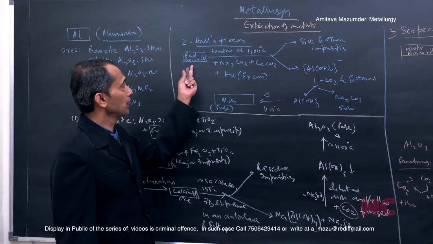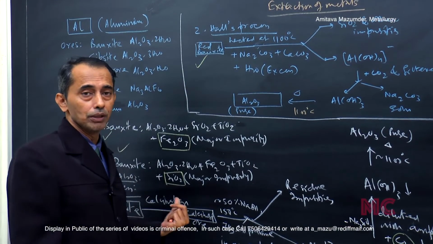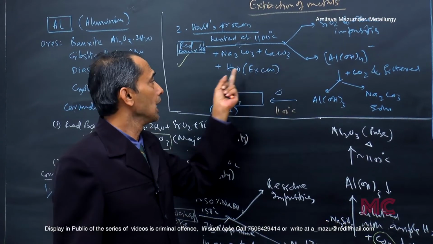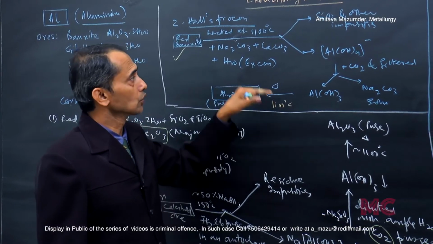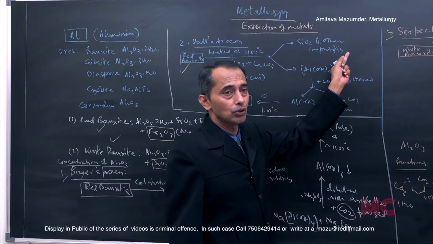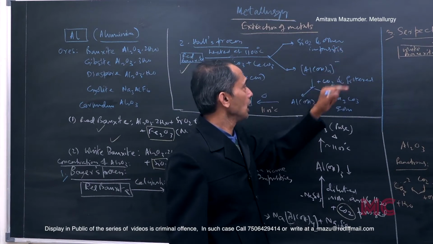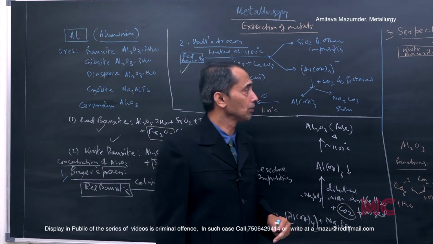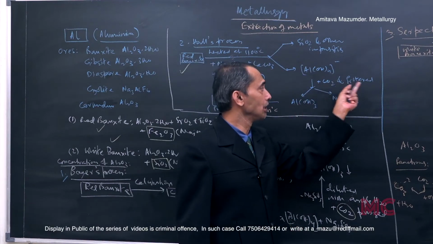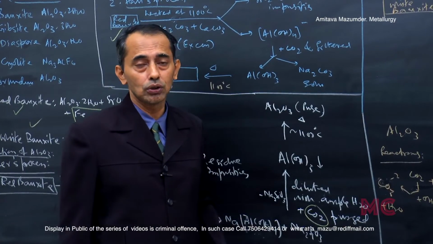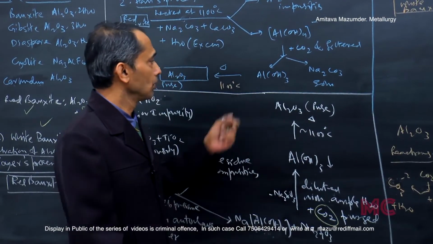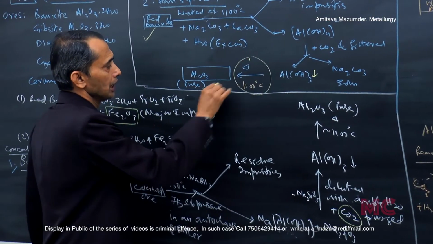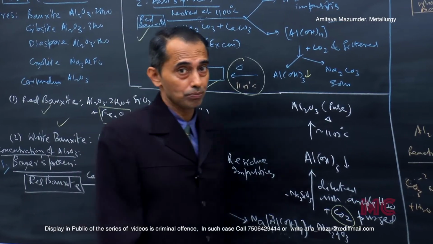Secondly, we have Hall's process. This is also another process where we choose red bauxite, as in Bayer's process. It is heated at 1100 degrees centigrade first in the presence of Na2CO3 and a little CaCO3, and we add excess water. Of course we will get certain impurities like Fe2O3, TiO2, etc., and the soluble complex is Al(OH)4 minus. Then if you supply CO2 and filter, the sodium carbonate solution goes out in the filtrate and we get Al(OH)3 precipitation. Upon heating at 1100 degrees centigrade, we get pure Al2O3.